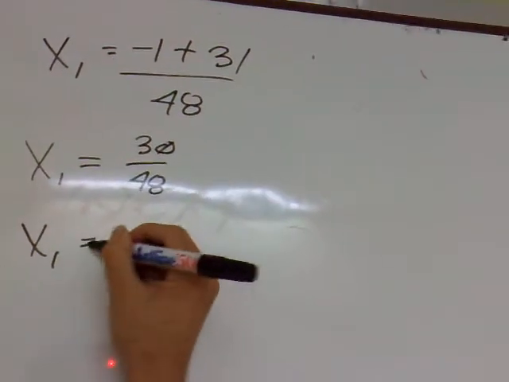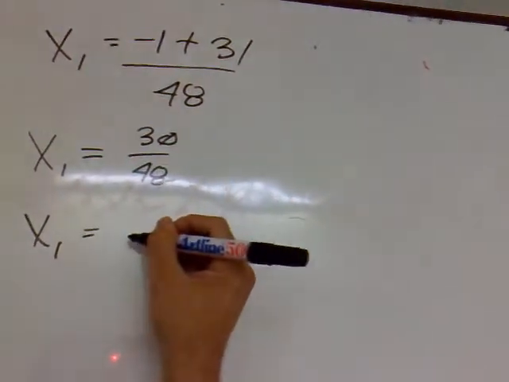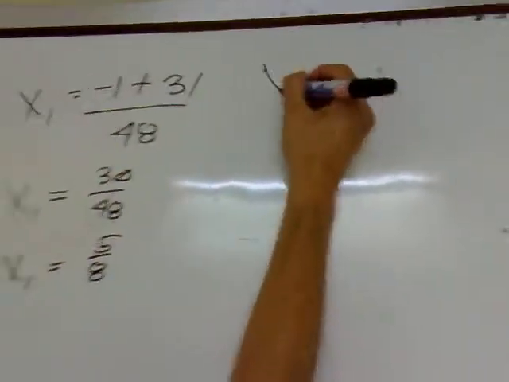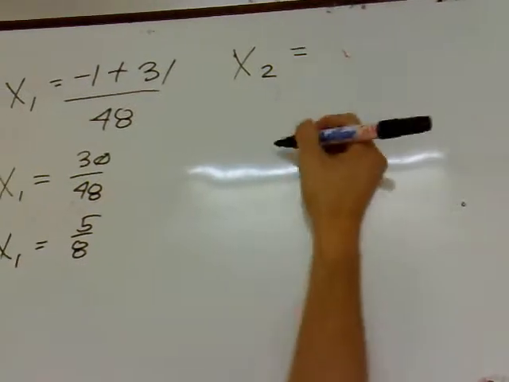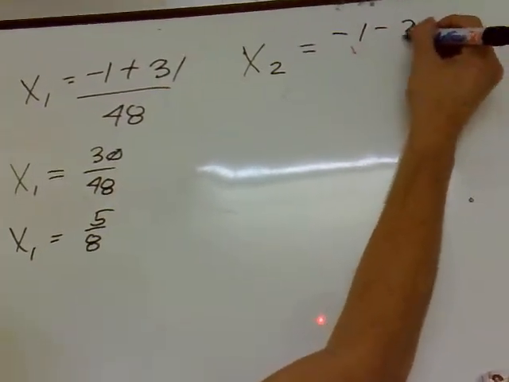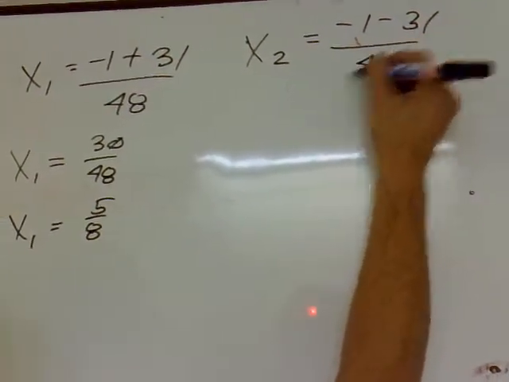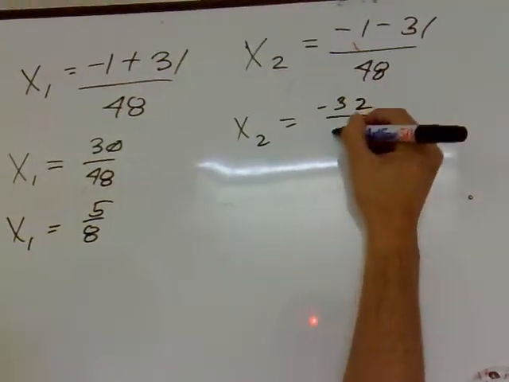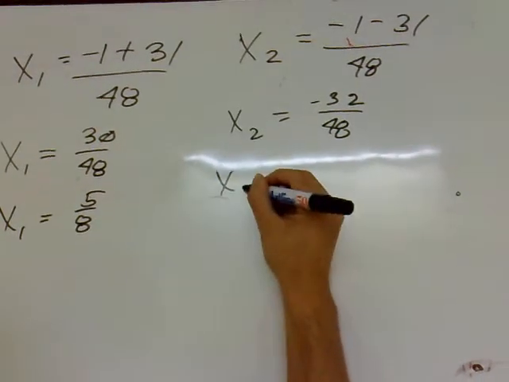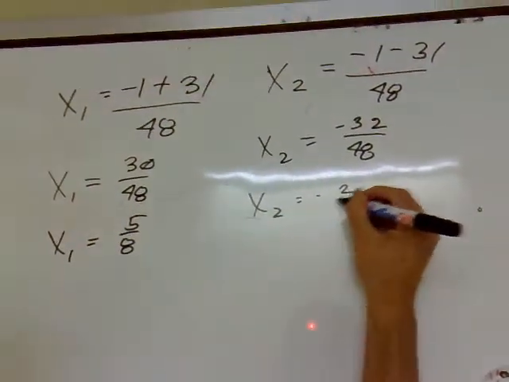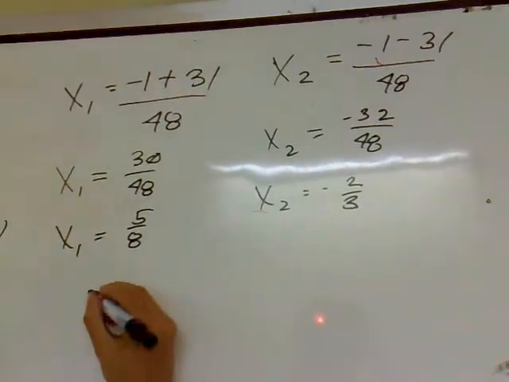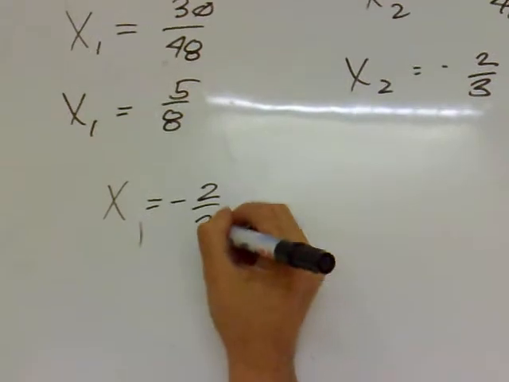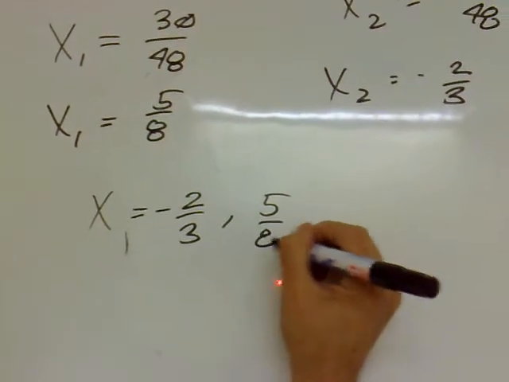To simplify, I will get 5/8. Now, going with x sub 2, negative 1 minus 31 all over 48. Next step, I get negative 32 all over 48, and x sub 2 should be negative 2/3. My final answer is x equals negative 2/3 and 5/8.